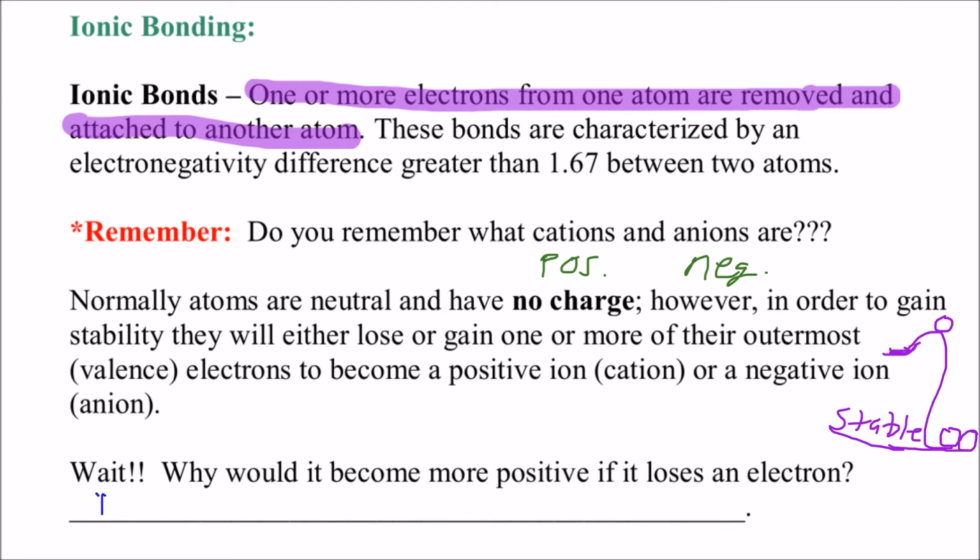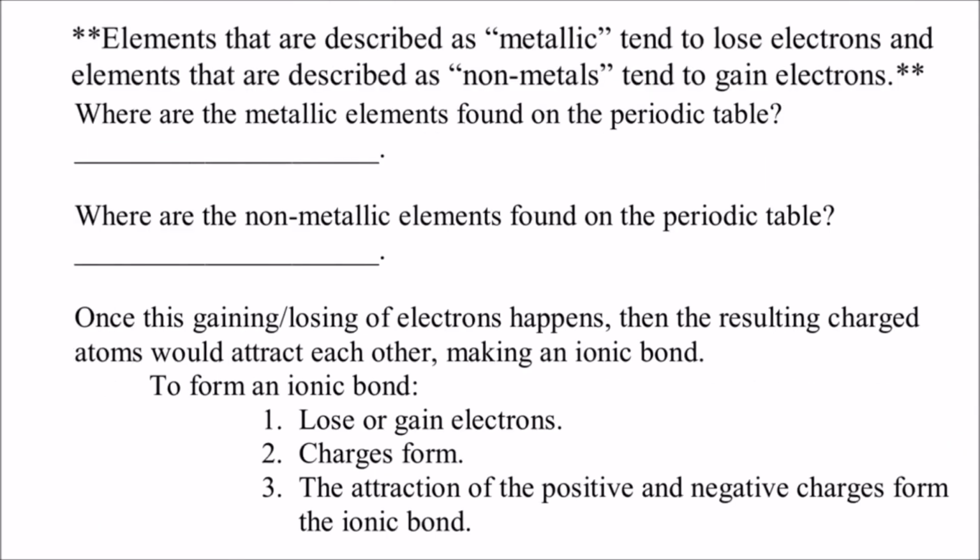Okay, it's because electrons are negative. And so, if you lose negative things, you become positive. Simple as that. Elements that are described as metallic will tend to lose electrons, and elements that are described as nonmetals will tend to gain electrons. So, where are the metallic elements found on the periodic table? We need to be able to identify them.